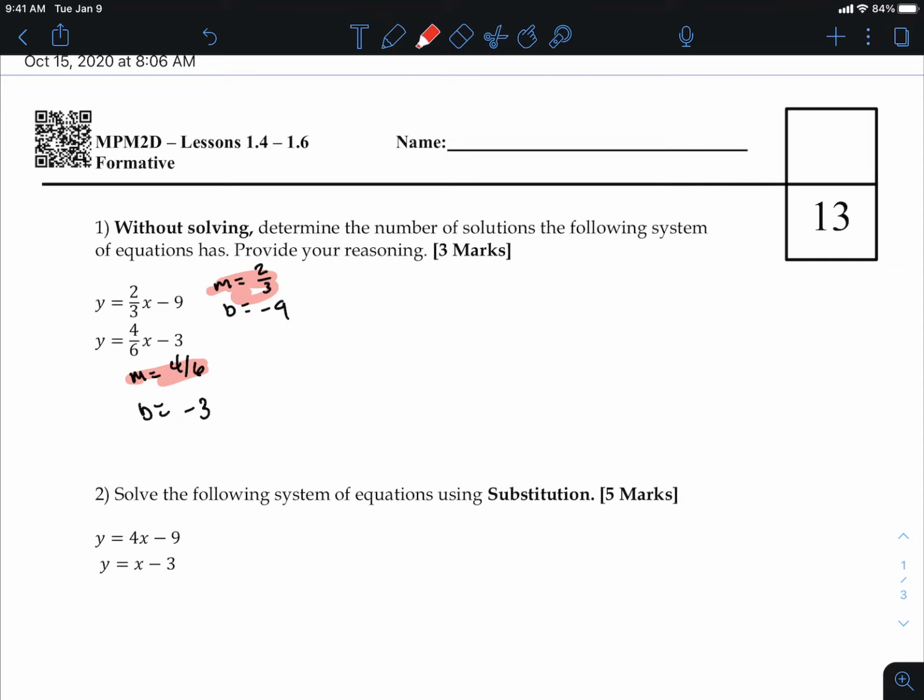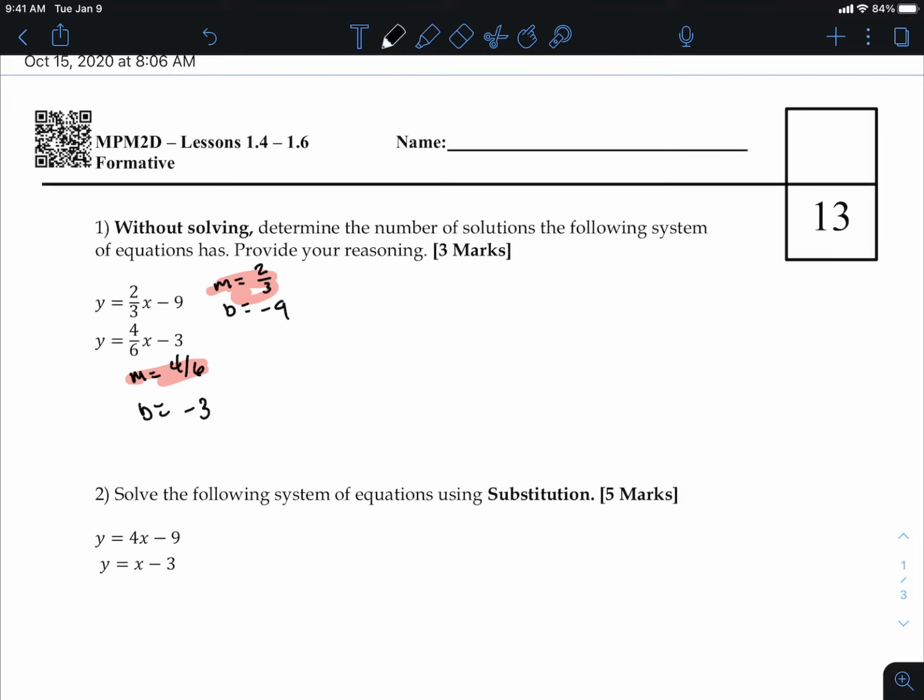But if you take a closer look at the slope specifically, what do you notice about them? Yeah, Coco? They're the same. They're the same, they're just twice as big. 4 over 6 is just twice as big as 2 over 3. So they're actually the same slope, right?